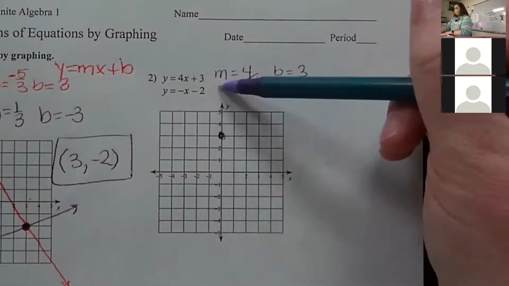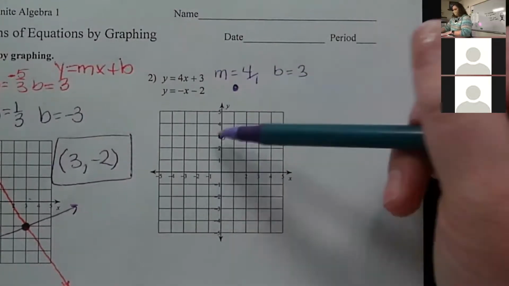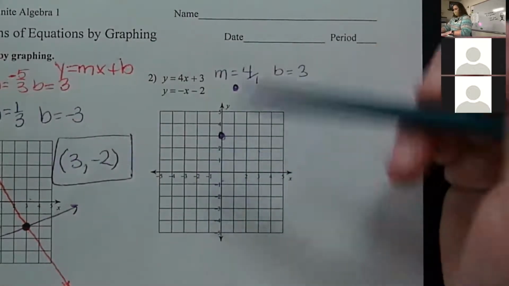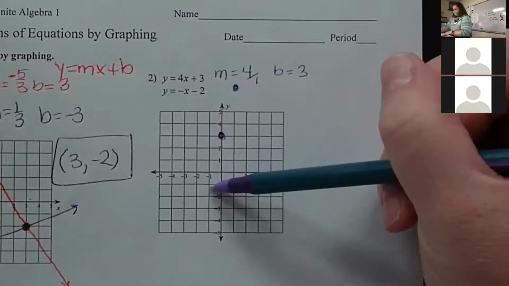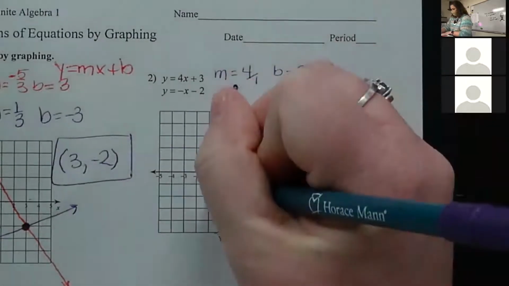So if you went up and to the right, what's the exact opposite of that? Down and to the left. And would that be on that same line? Yes. So we're going to go down 4, 1, 2, 3, 4, and over 1. We're going to put a dot, and we're going to make that nice straight line. Okay?